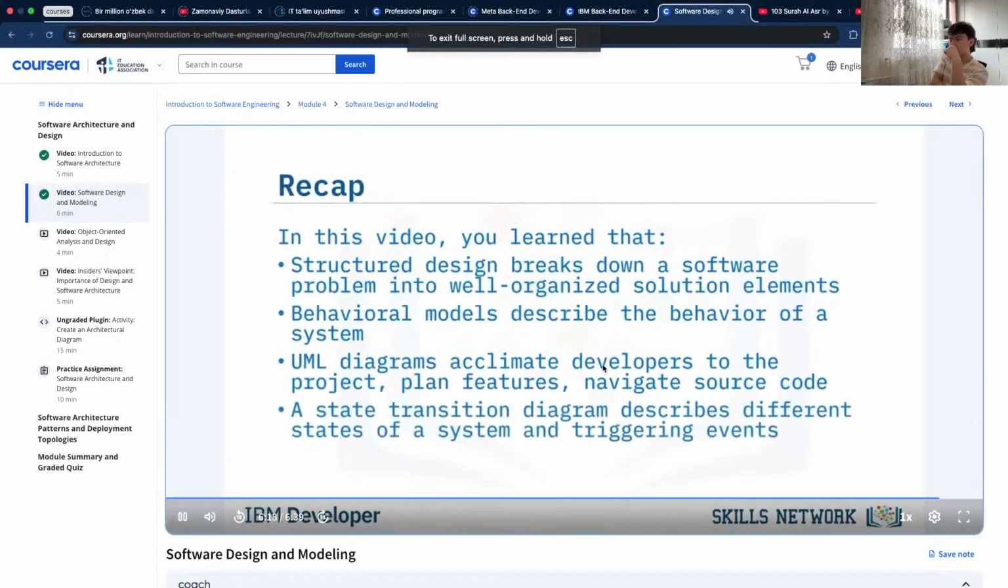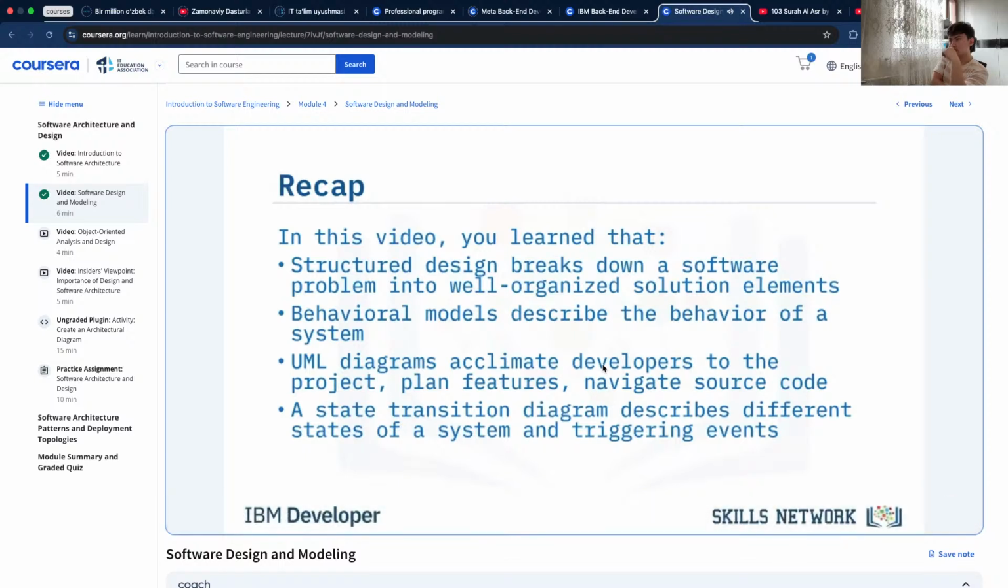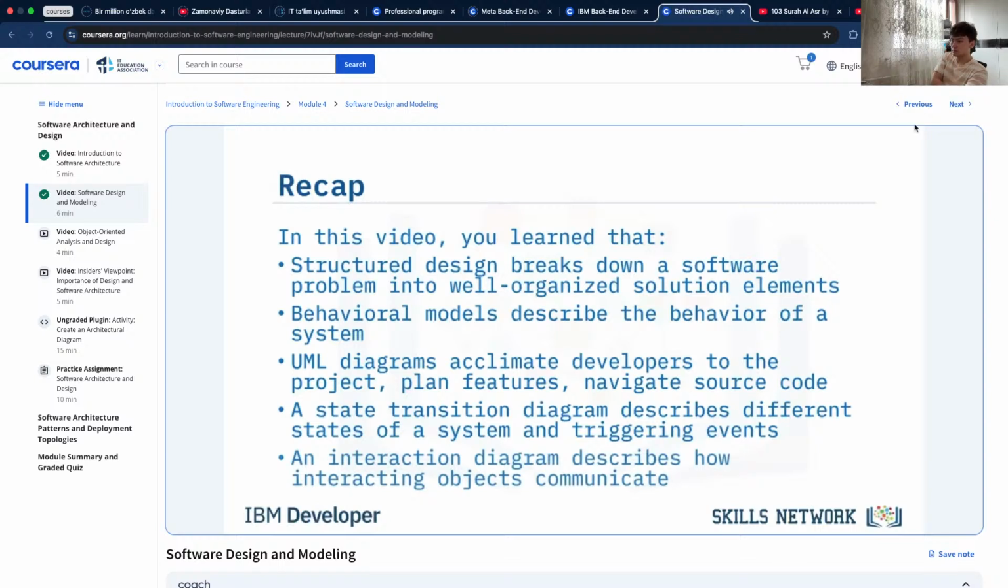A state transition diagram is a behavioral model containing a collection of states and events that describe the different states of a system and the events which cause a change of state. And finally, an interaction diagram describes how interacting objects communicate.